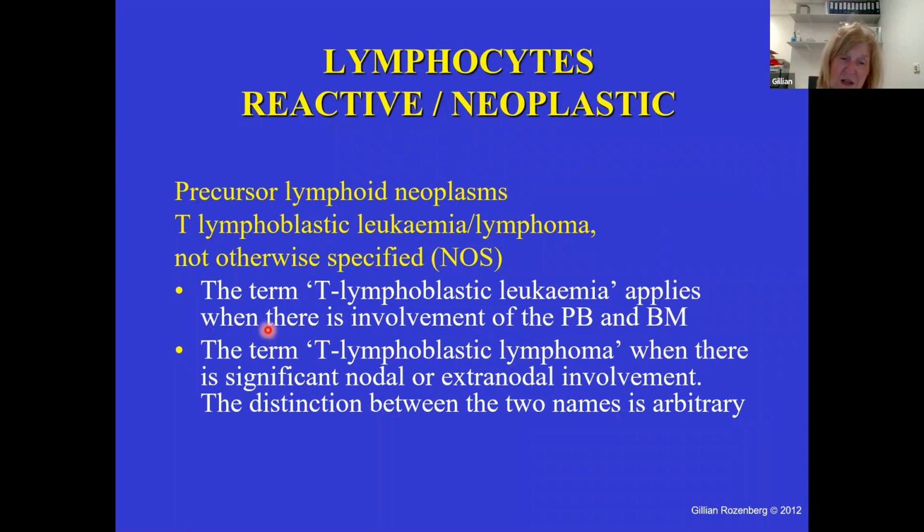And just reiterating again that the term T lymphoblastic leukemia applies when there's involvement of the peripheral blood and bone marrow, and T lymphoblastic lymphoma when there is significant nodal or extranodal involvement. The distinction between the two terms or names is arbitrary.